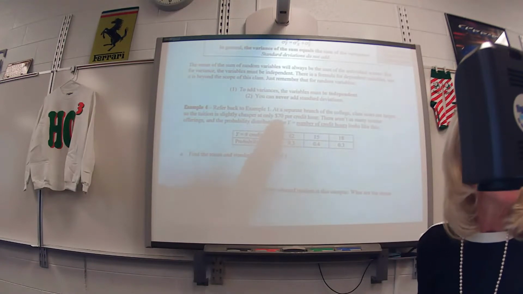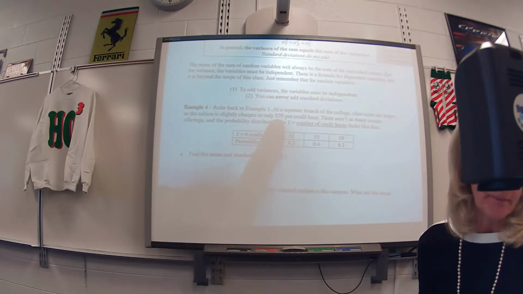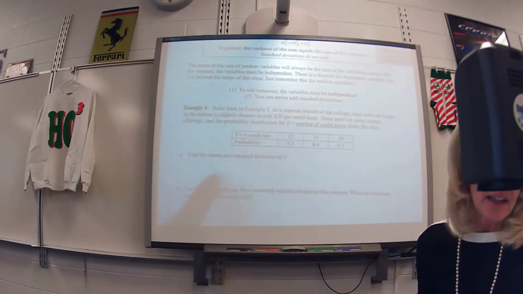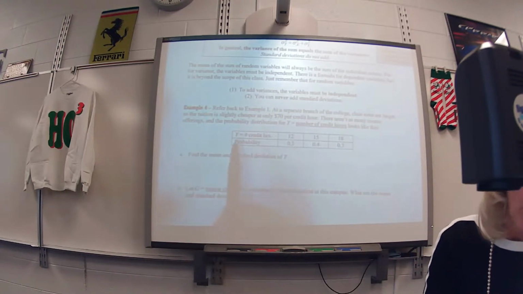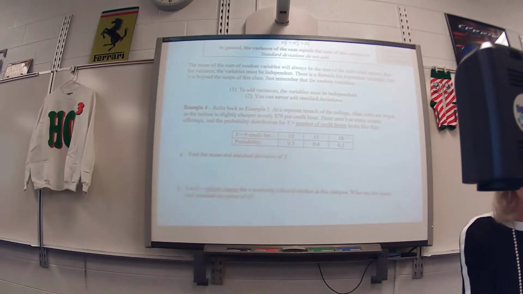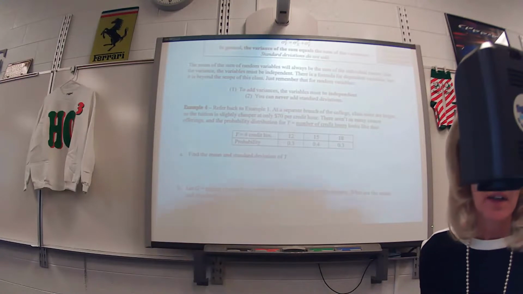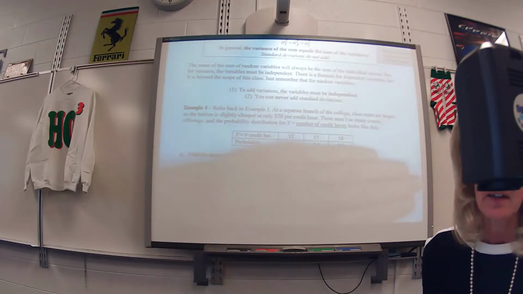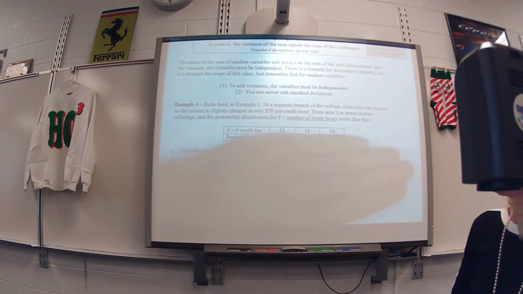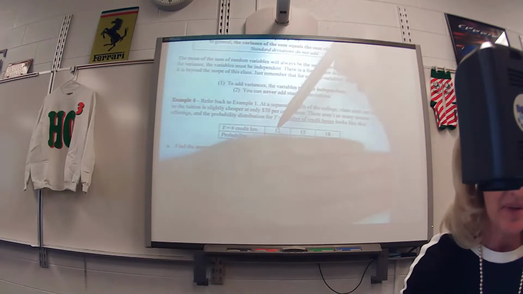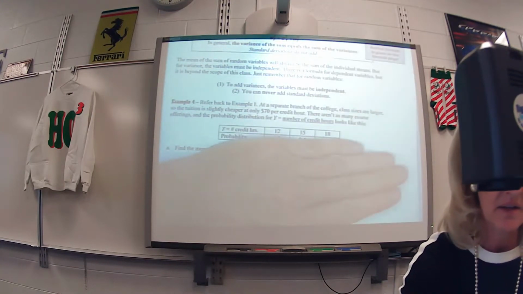Tuition is only $70 per credit hour. And let's see, find the mean and the standard deviation of Y. Y is the number of credit hours. Okay, so let's save ourselves some time here. Actually, this one we can do. Here we go again. If I covered up the probabilities, what number is smack dab in the middle of 12 and 18?